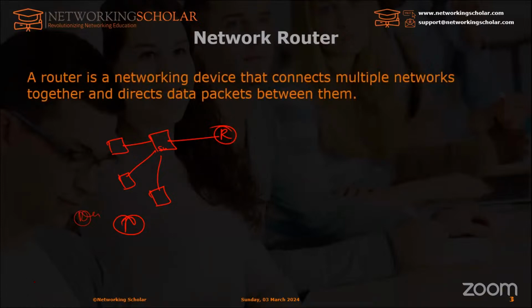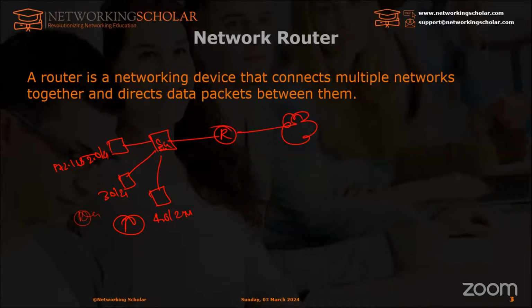Okay. Suppose that this is the 172.16.2.0/24 subnet. This is 3.0/24. This is the 4.0/24 subnet. Okay. This is our switch, and this is our internet.